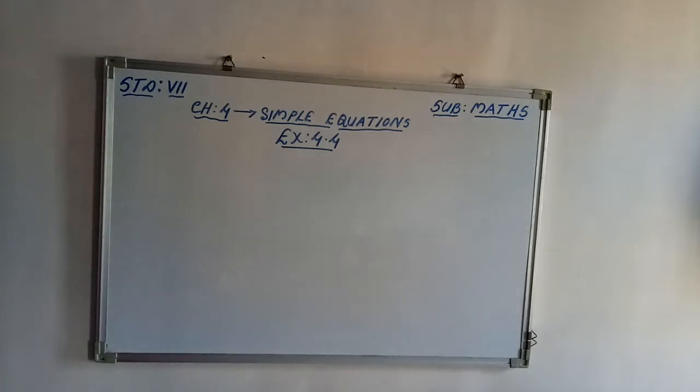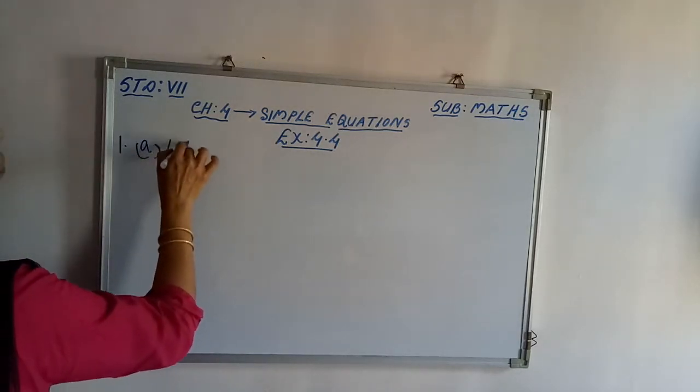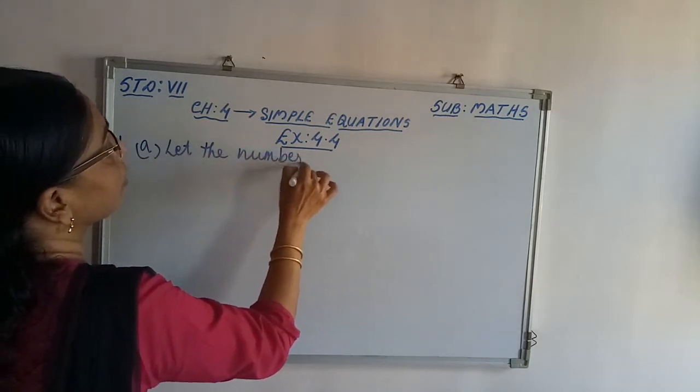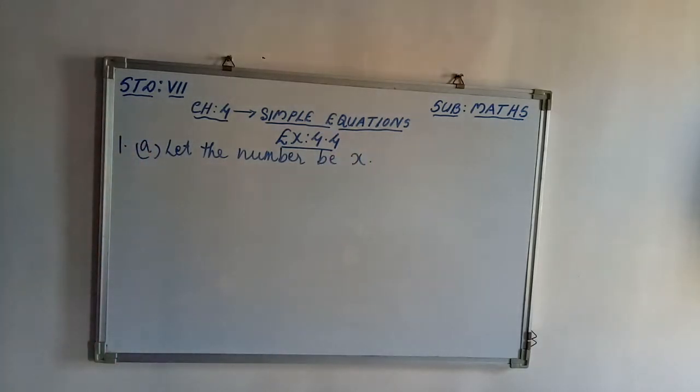First one: add 4 to 8 times a number, you get 60. As the number is not given, you can assume the number as x. So first what will you write? Let the number be x.